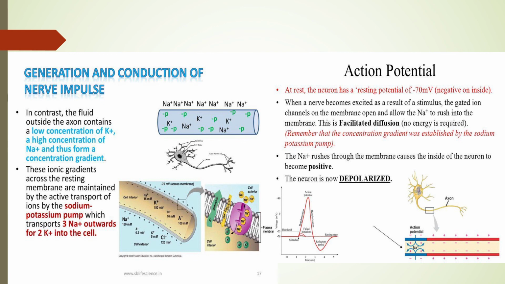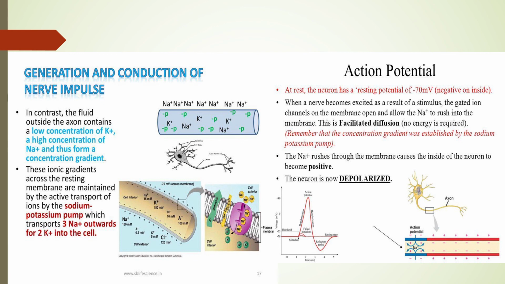This is facilitated diffusion. No energy is required. Remember that the concentration gradient was established by the sodium-potassium pump. The sodium rushes through the membrane, causing the inside of the neuron to become positive. The neuron is now depolarized.